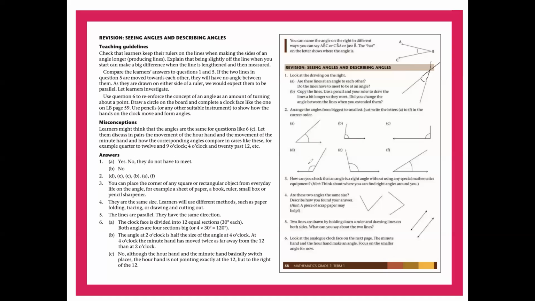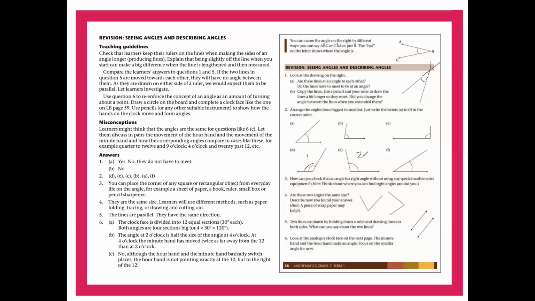Looking at number 2, we have to arrange the angles from biggest to smallest. The biggest one will always be the one that has the larger turning distance. If you look at D, that is a big one, as you can see. So D will be the largest, and then here will be E. E is just slightly smaller than D, so the amount of turning about a point is a bit less for E. So this will be number 1. This will be number 2.